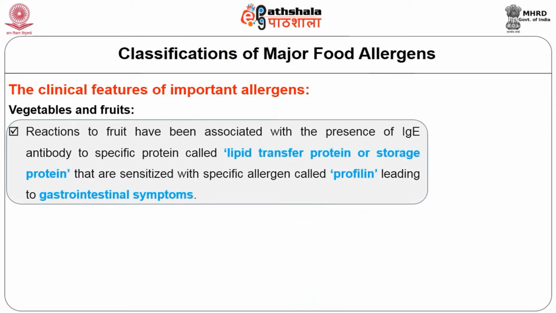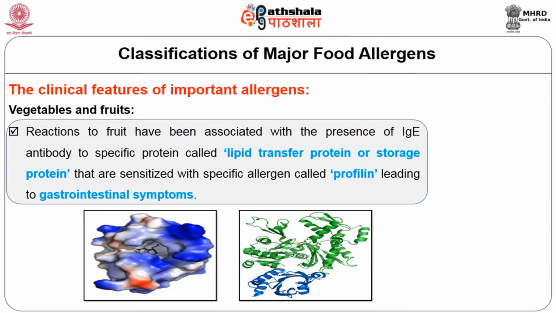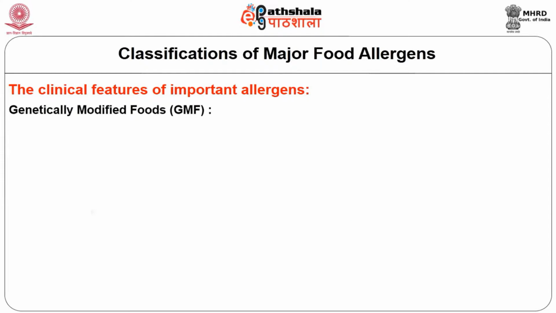This type of allergy is called pollen food syndrome or oral allergy syndrome. Reactions to fruit have been associated with the presence of immunoglobulin E antibody to a specific protein called lipid transfer protein, or storage protein, that is sensitized with a specific allergen called profilin, leading to some kind of gastrointestinal symptoms.